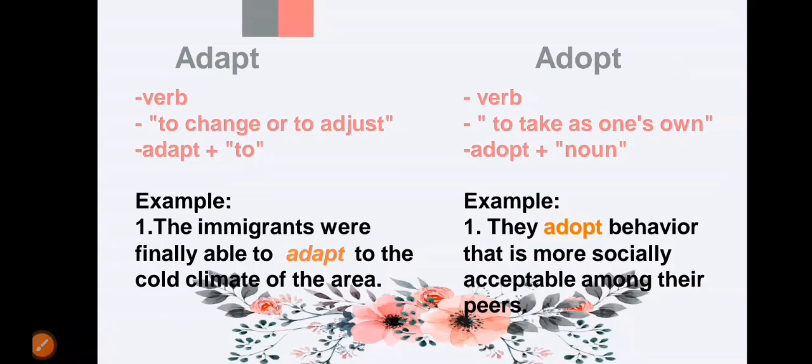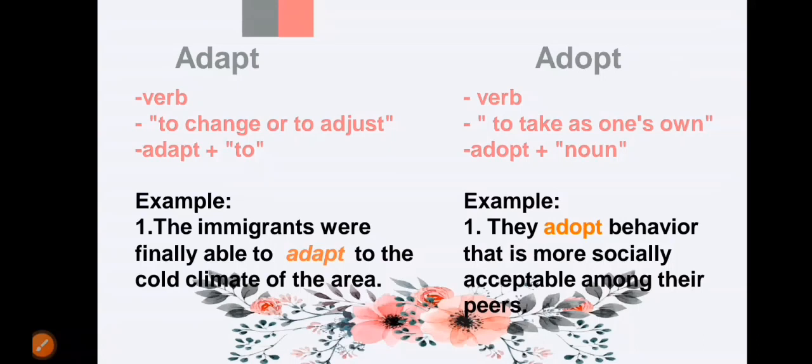And now when we talk about the word adopt, if you're thinking of a child or a pet that is needed to be taken as one's own, then you are referring to the word adopt. So let's have this formula. You just have to write the word adopt plus a noun. Now, that noun is the thing or the person the subject wants. So, it is the direct object of the verb adopt.